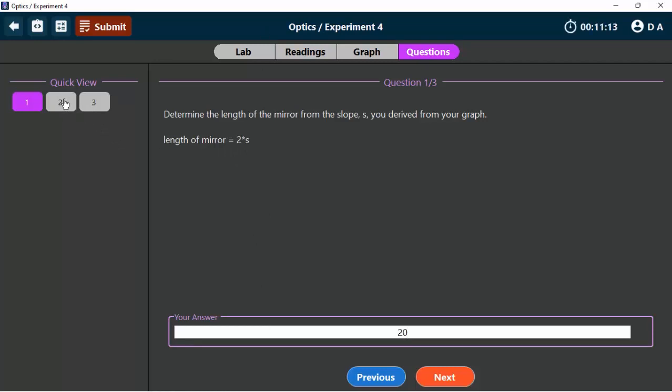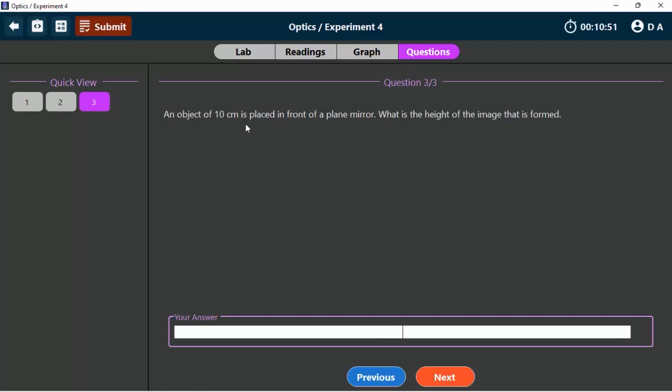Then for the next question, the image formed by a plane mirror is real. So this question is asking us, can we say that the image formed by a plane mirror is real? The answer is no, because a plane mirror forms a virtual image, not a real image. So the answer is no.